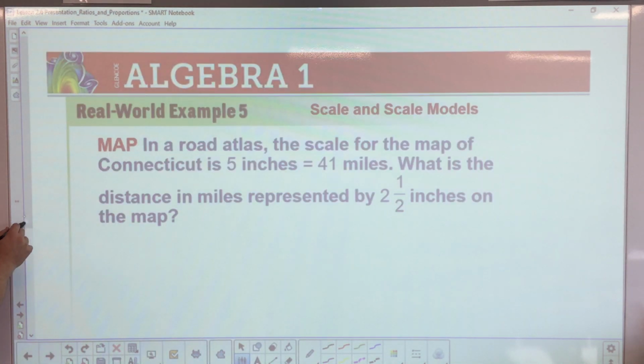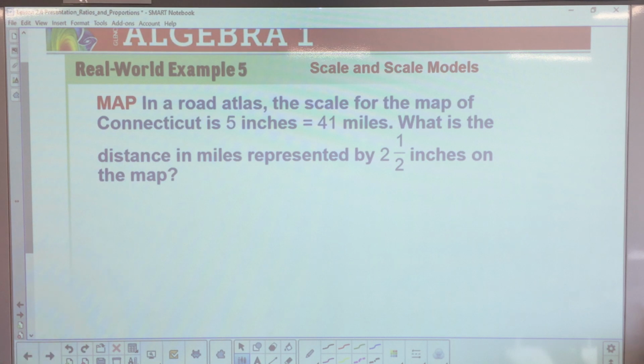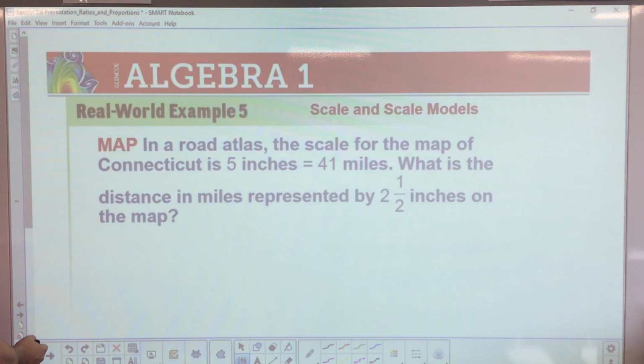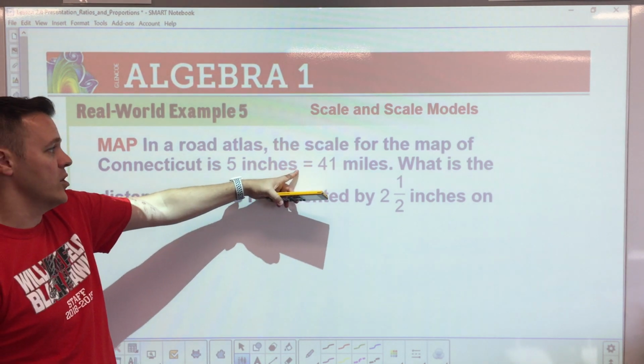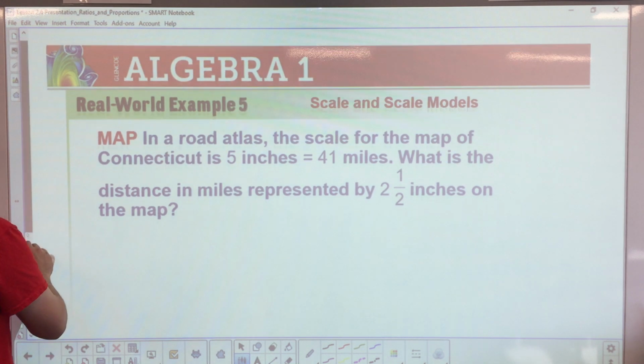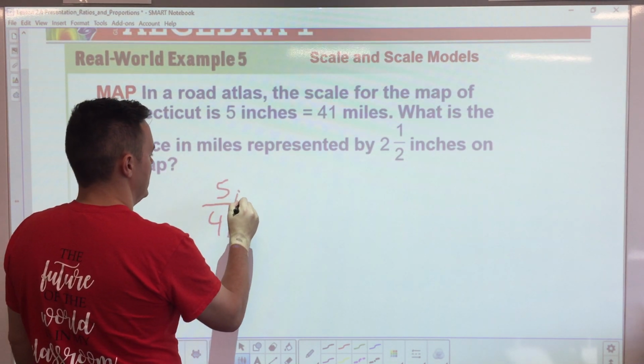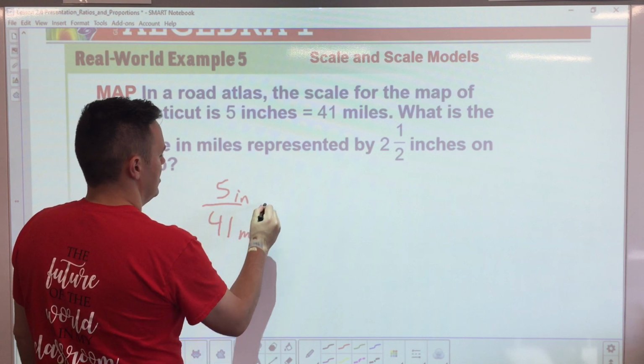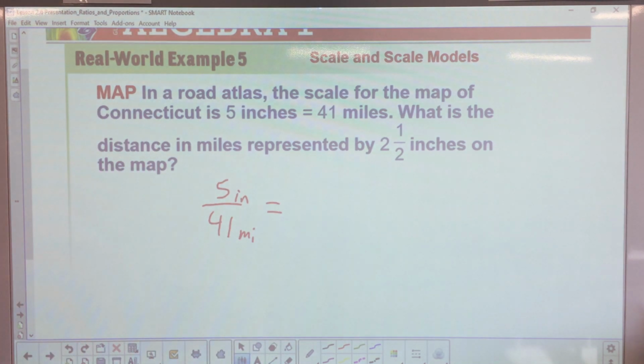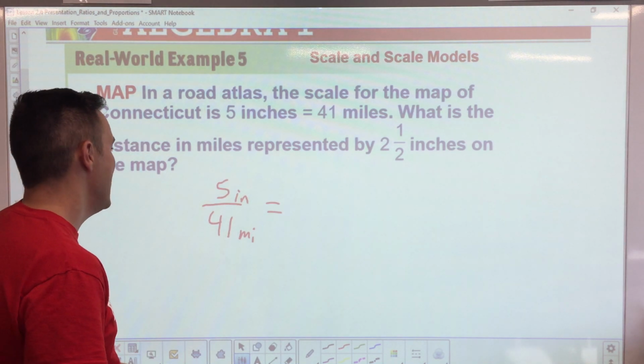The very last thing talks about a map, scale models, okay? In a road atlas, the scale for the map of Connecticut, let me make sure, is 5 inches equals 41 miles. Okay, so 5 inches equals 41 miles. So you can go inch and miles. All right. What is the distance in miles represented by 2.5 inches on the map?